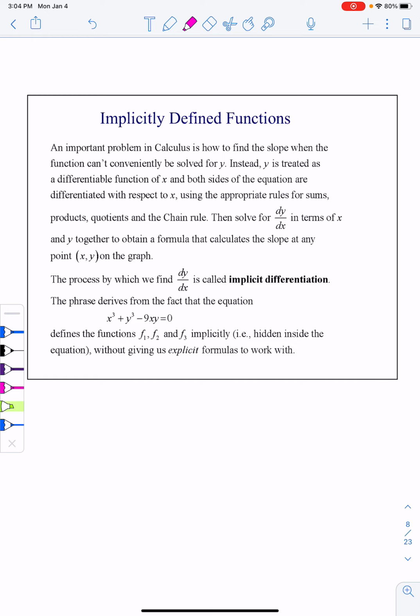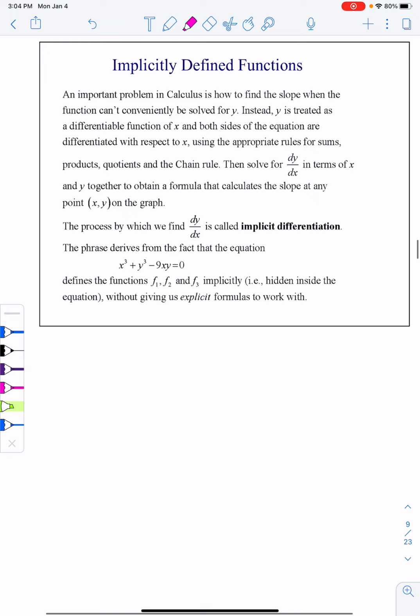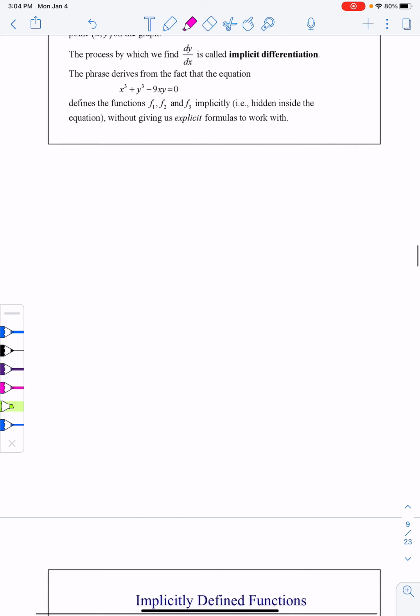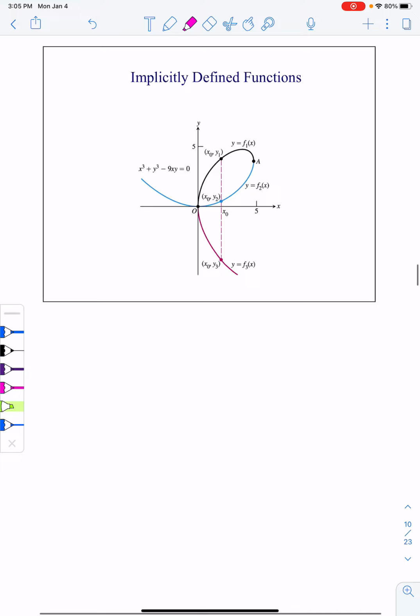And so the phrase derives from the fact that there are explicit formulas that work without being able to solve for just y. Here you're going to have to find a way to get to it, and you can't isolate a y in that equation, so you're going to have to do it differently. And so here we have that equation.